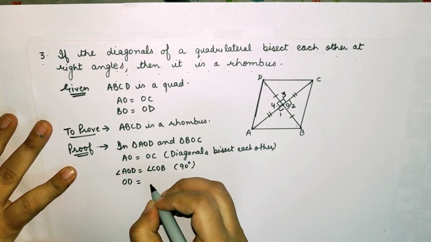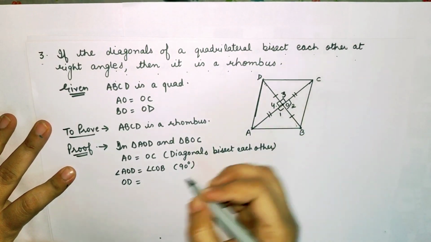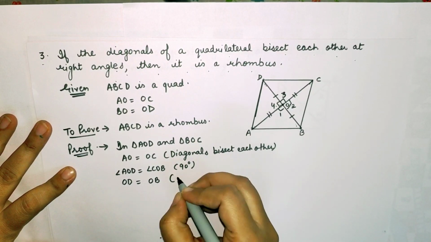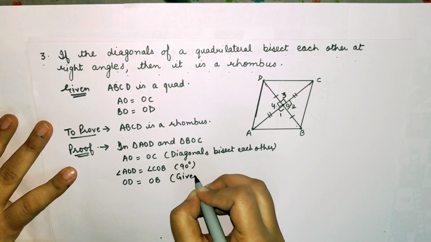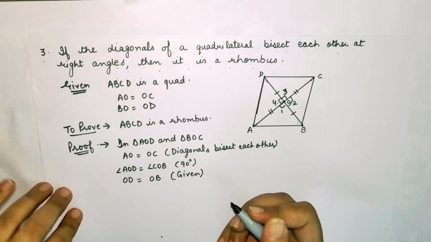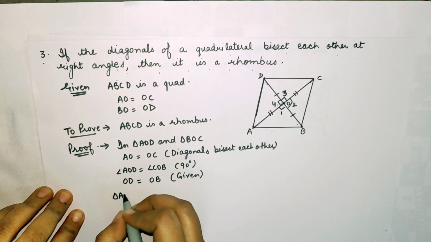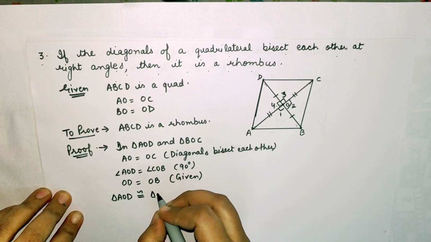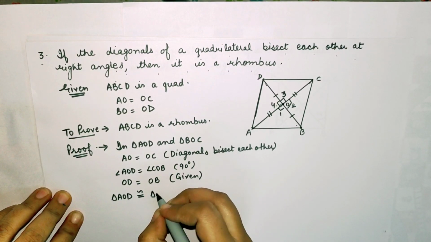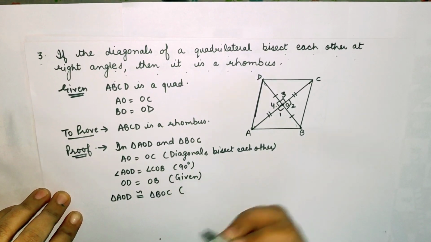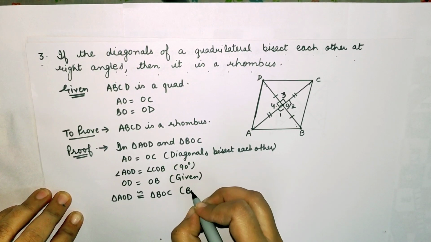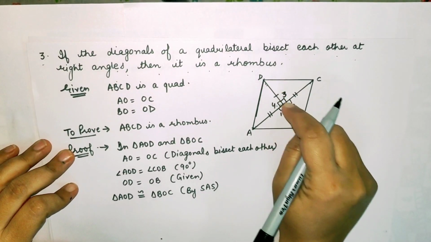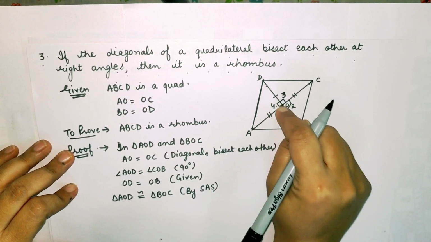And the third condition, we write OD is equal to OB. Again given, or diagonals bisect each other. Is it clear? Now triangle AOD is congruent to triangle BOC, by which condition? By SAS criteria, by side angle side criteria.